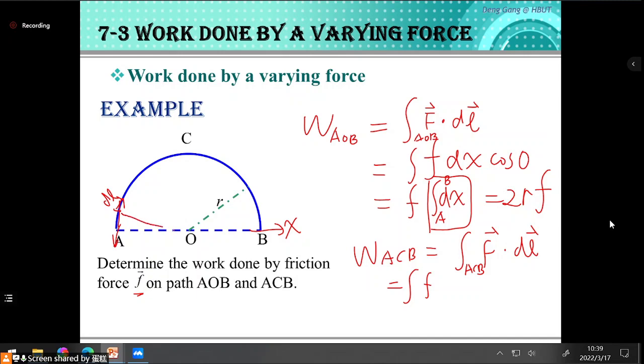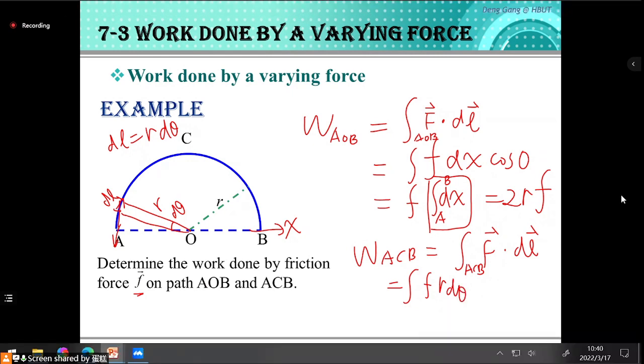If the radius is r and the angle is d theta, then the length dL should be equal to r d theta, right? So we just substitute it in here: F times dL, which is r d theta.